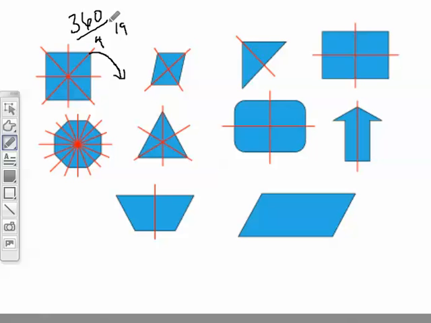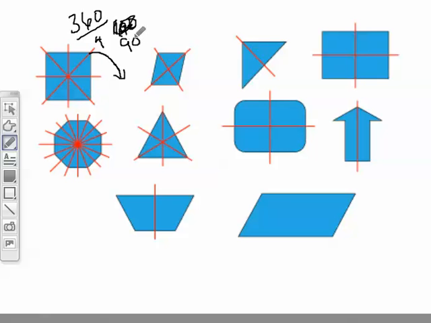Not quite right. 360. 60. I get 60 degrees, don't I? Nah, I gotta take out my calculator. I can't do it. 360 divided by 4. Too old. I can't get through this. I get 90 degrees. 90 degrees.